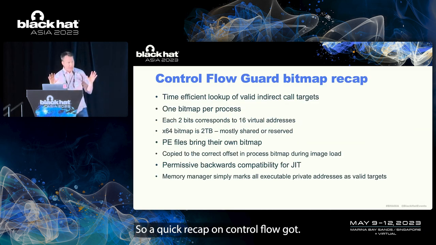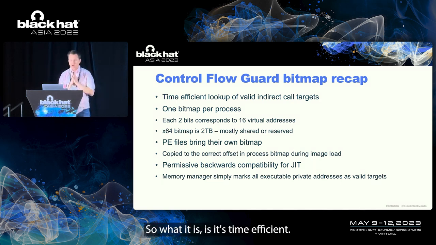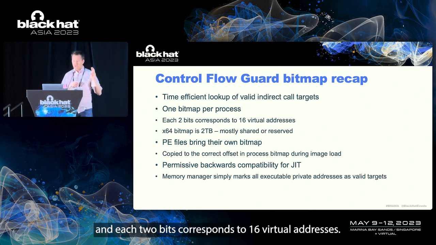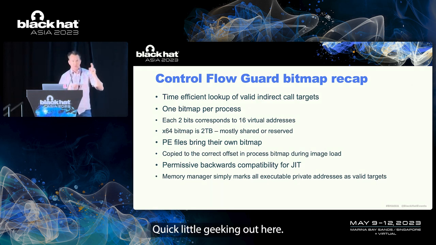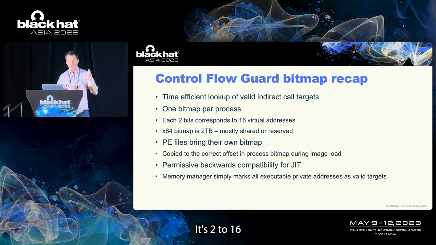So a quick recap on control flow guard. What it is, is a time-efficient lookup of valid indirect call targets. There's one bitmap per process, and each 2 bits corresponds to 16 virtual addresses. Quick little geeking out here, that's not a mistake. I can do maths, it's not 1 bit to 8 virtual addresses, it's 2 to 16.